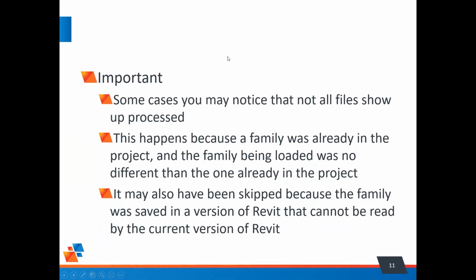A couple important things to know about that family loader. In some cases you may notice that not all files show up as processed. This happens because a family was already in the project and the family being loaded was no different than the one already in the project. Also, it may have been skipped because the family was saved in a version of Revit that cannot be read by the current version of Revit. So again, you cannot have a 2019 Revit family being loaded into a 2017. So that's when it will just give you a skipped process option there.